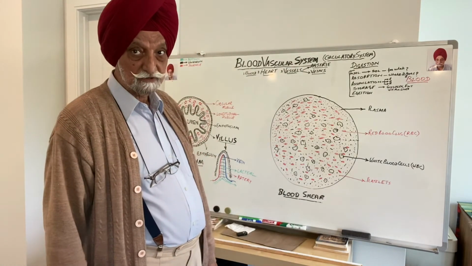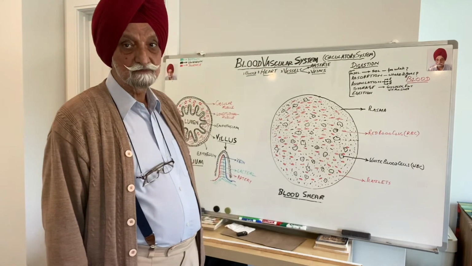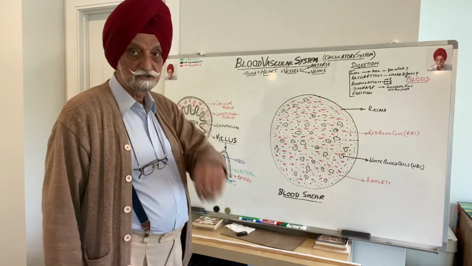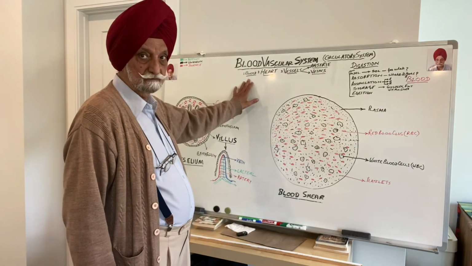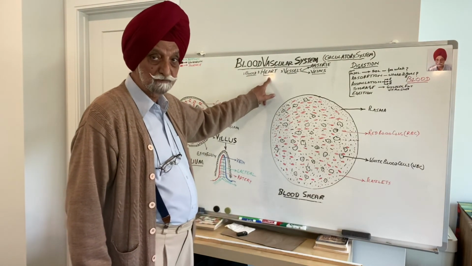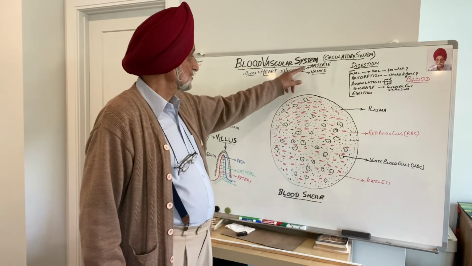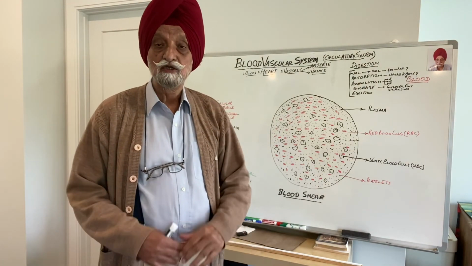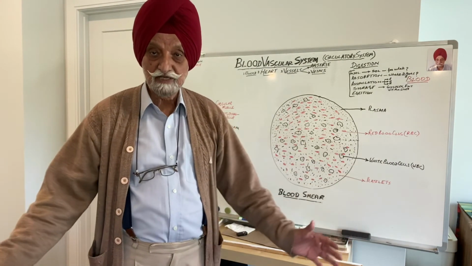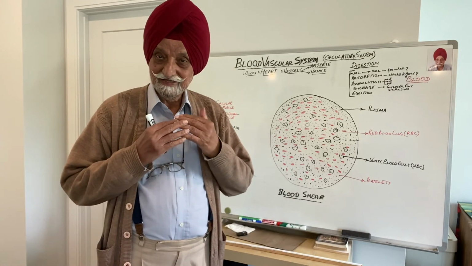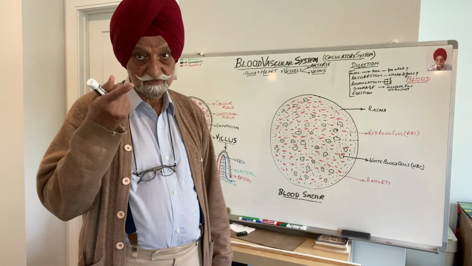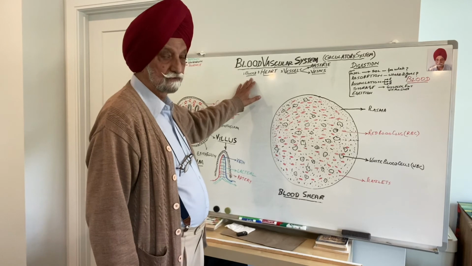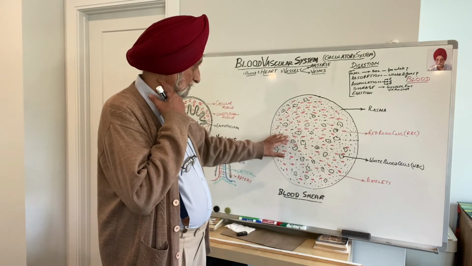So, the blood vascular system or the circulatory system, we shall look at it under four headings. Number one, the blood. Two, the heart, which acts as a pump. And the tubes, the vessels, arteries and veins, which take the blood to different parts of the body, and veins bring back the blood into the heart. Then that's circulation. So today we will look at the blood.